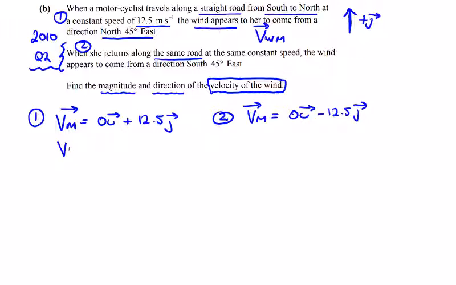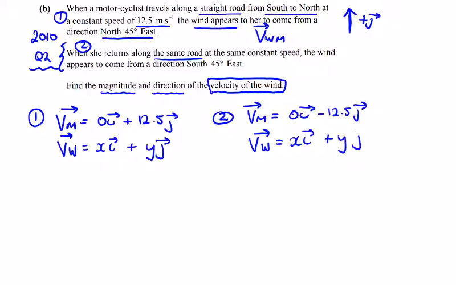We don't know the velocity of the wind in either case, so give it letters you like working with, x and y. Velocity of the wind, xi plus y in the j direction. I'm going to solve for them. So the velocity of the wind relative to the motorcyclist in both cases is what we need to get here.